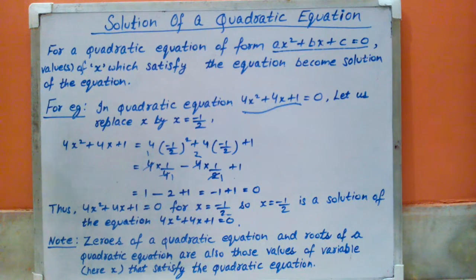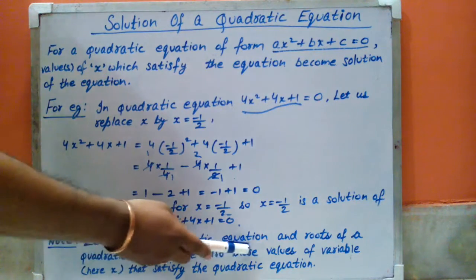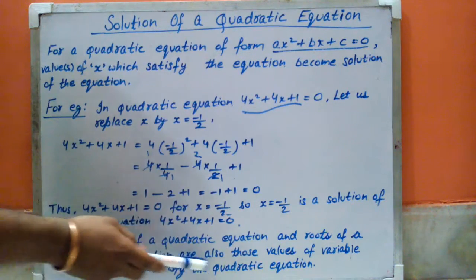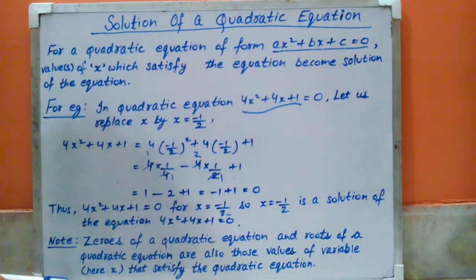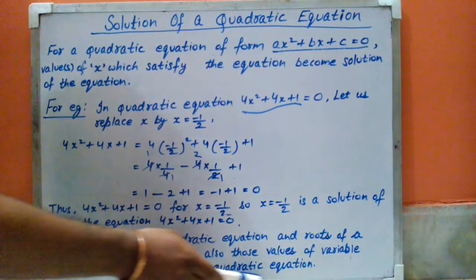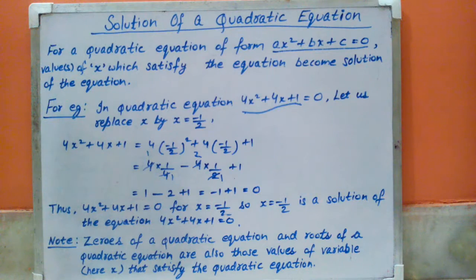Important thing to know now that zeros of a quadratic equation and roots of a quadratic equation are also those values of variable that satisfy the quadratic equation. It means zeros and roots are also the solution of the quadratic equation. So solution of a quadratic equation is also known as zeros of the quadratic equation and roots of a quadratic equation.